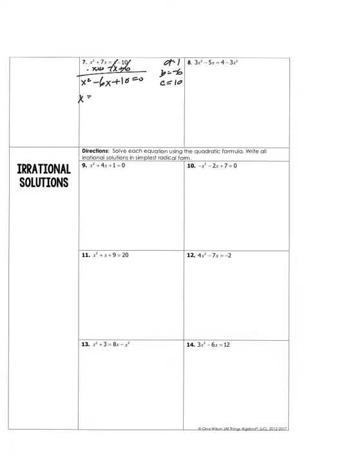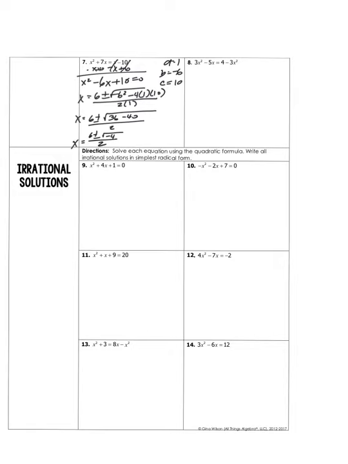So this will be negative b, so this is going to be +6 plus or minus the square root of -6 squared minus 4 times 1 times 10, all over 2 times 1. Let's start to simplify inside the radical. That's going to be 36 minus 40 all over 2. X equals 6 plus or minus the square root of -4 all over 2.